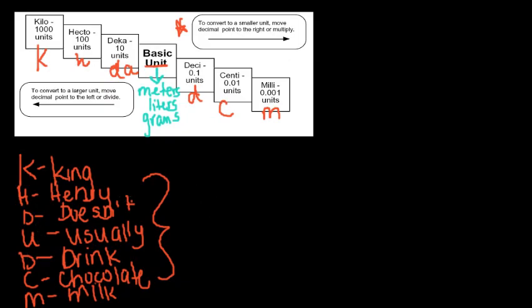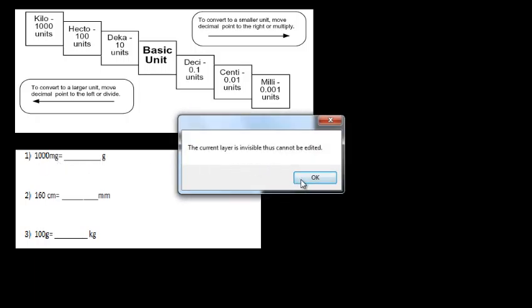Alright, let's see. Here's the chart again. I've placed it up here. Yours just has the problems straight down. So we're going to start looking at some examples of exactly how to do this. Let's look at the first one. We've got 1,000 milligrams, and we're trying to get to grams.